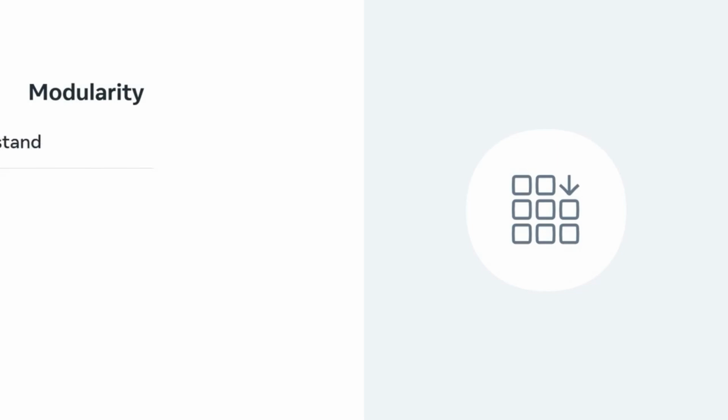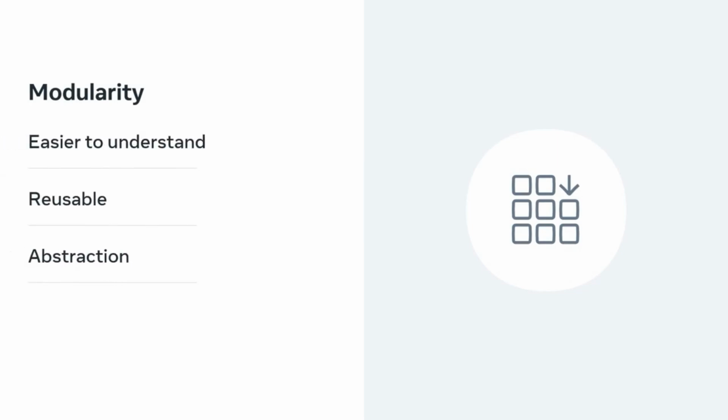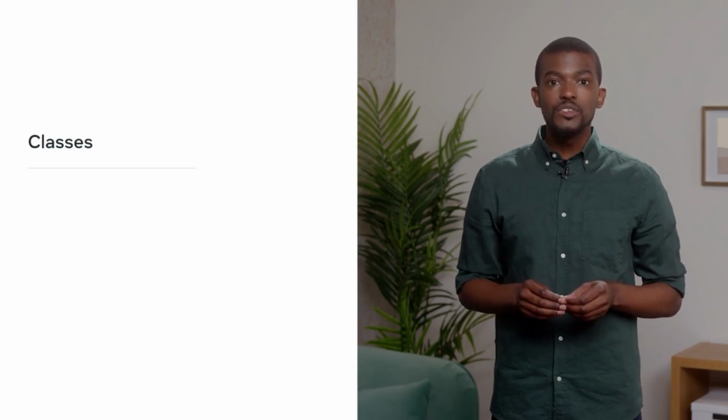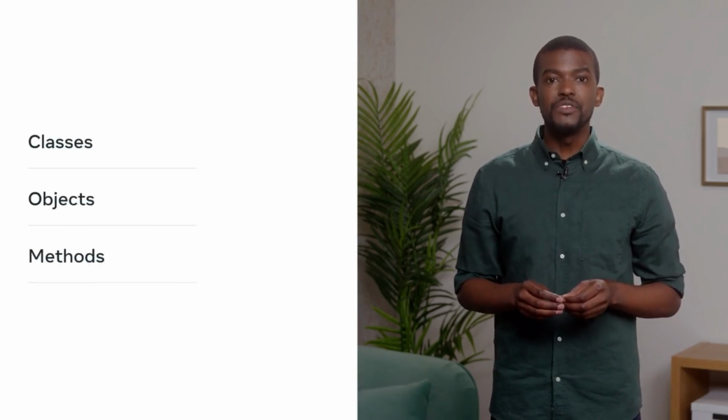OOP has high modularity, which makes code easier to understand, makes it reusable, adds layers of abstraction, and allows for code blocks to be moved between projects. To help you better understand OOP, I'll first clarify some of its key components, which are classes, objects, and methods.